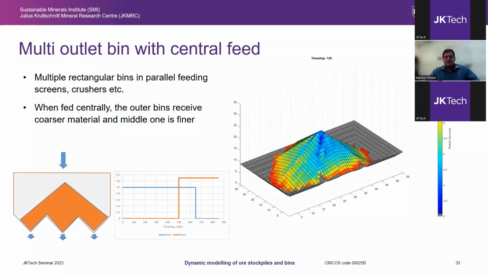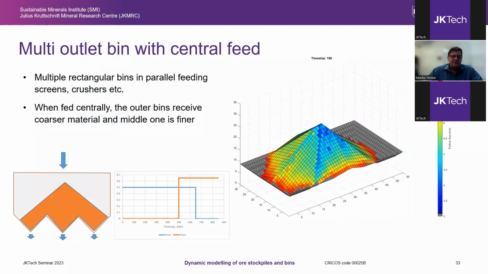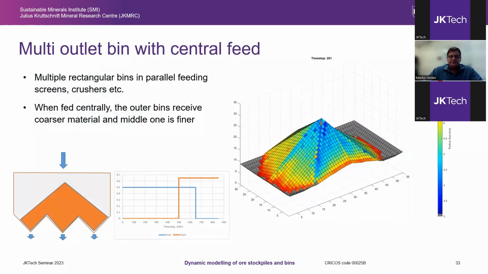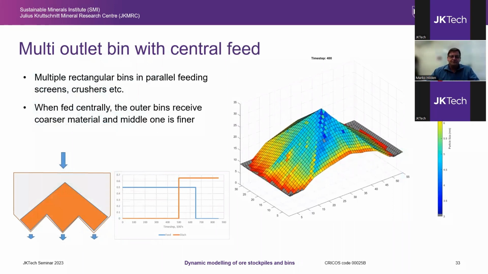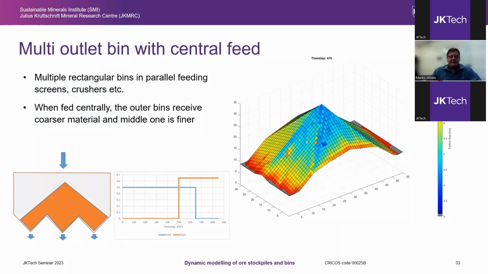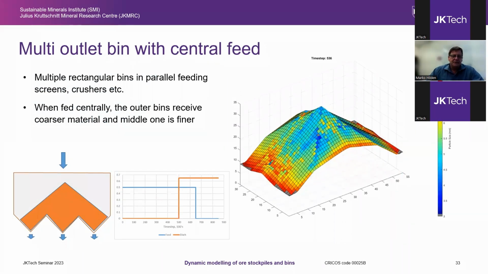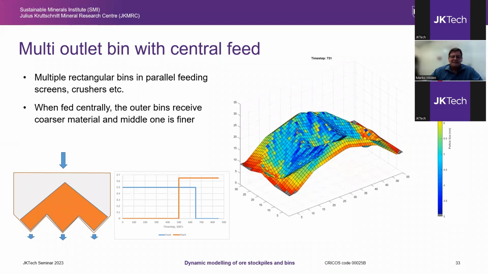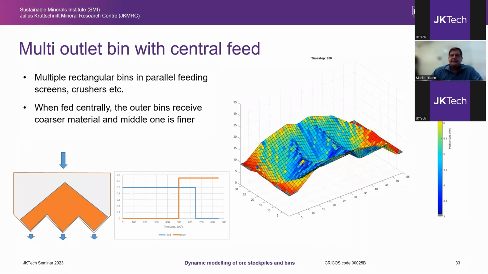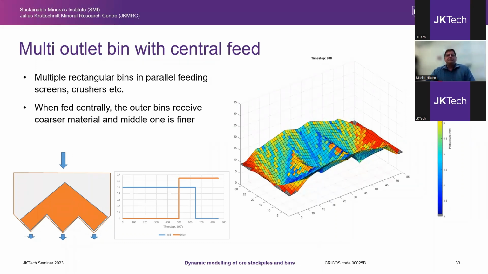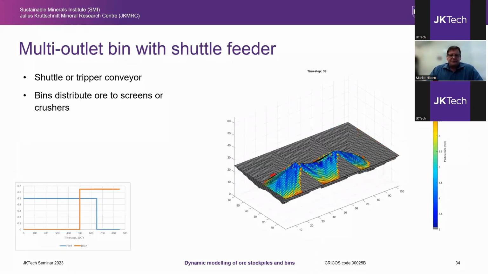Multi-outlet bins are also quite common in the industry for feeding various equipment. So some time ago, we were doing some sampling work and sampling conveyors around a bin that had this kind of arrangement with a central feed and 3 outlets. And what we saw in the mass balancing was that the outside feeders were significantly coarser on average. Now with this simulation capability, we can see how the segregation is causing this behavior, and so we can explain why the segregation takes place in that design.